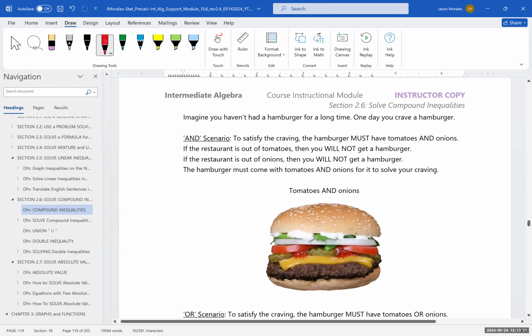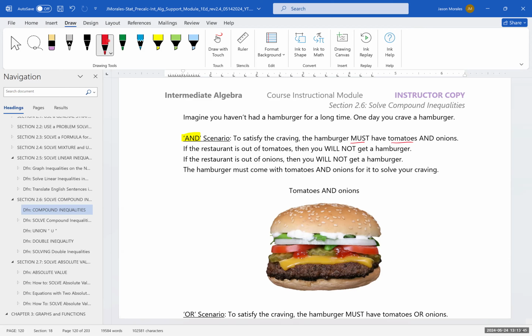So to help you wrap your brain around this concept of "and" or "or," imagine you haven't had a hamburger for a long time. One day you crave a hamburger. Okay, here's an "and" scenario. To satisfy the craving, the hamburger must have tomatoes and onions.